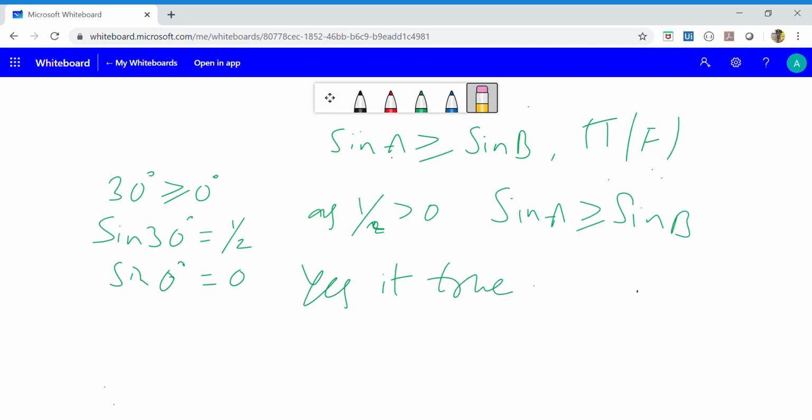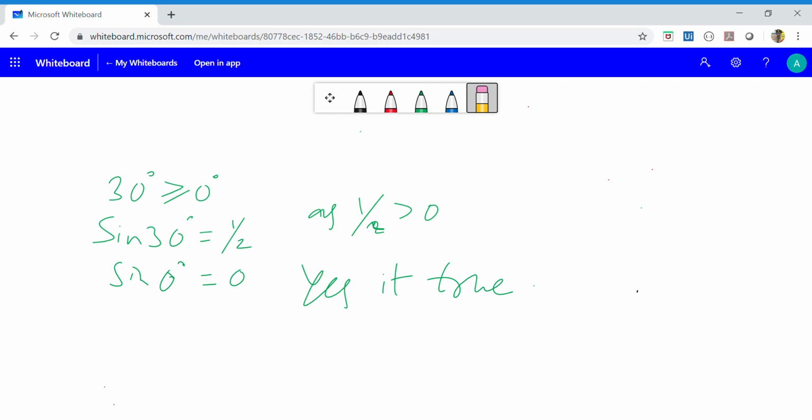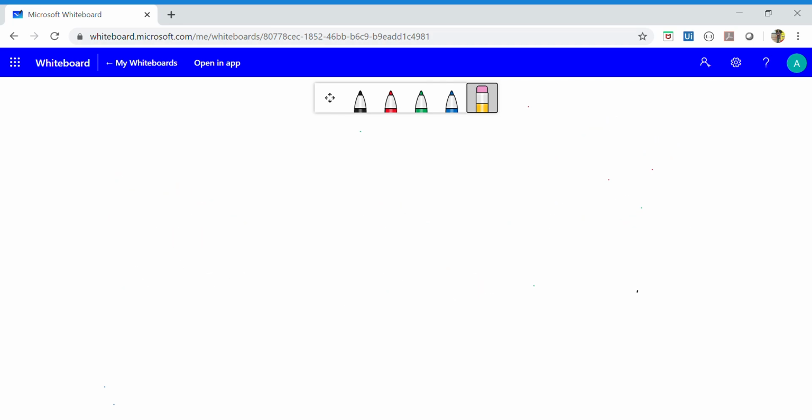So as A increases, sin A increases. Because the sin values table, I did not draw because that is there in the textbook. If you observe the table, sin 0 is 0, sin 30 is 1 by 2, sin 45 is 1 by root 2, sin 60 is root 3 by 2 and sin 90 is 1. So it is going from 0 to 1 as theta increases.